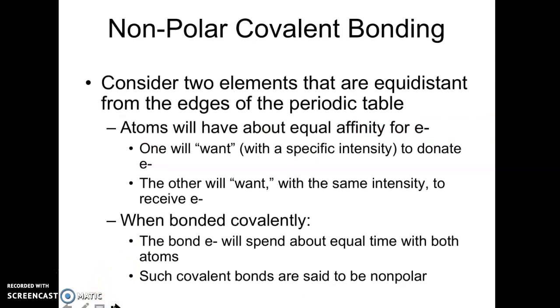So, nonpolar covalent bonds are more common. They are basically 2 elements that are equidistant from the edges of the periodic table. They have an equal affinity for that electron. So one will want to donate and the other one will want to receive, and the intensity is about the same. When they're bonded covalently, they spend an equal amount of time between both atoms. So they're equal opportunity, wonderful electrons.